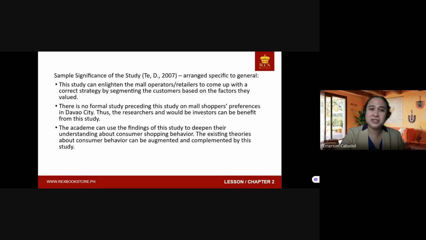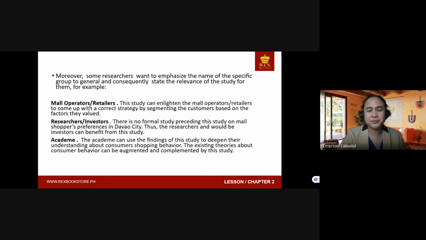Sample significance of the study, arranged specific to general, are the following. These are available in our textbook. These are the examples.